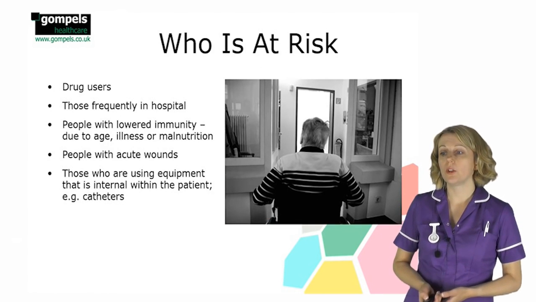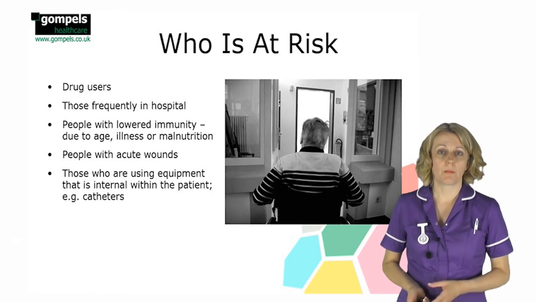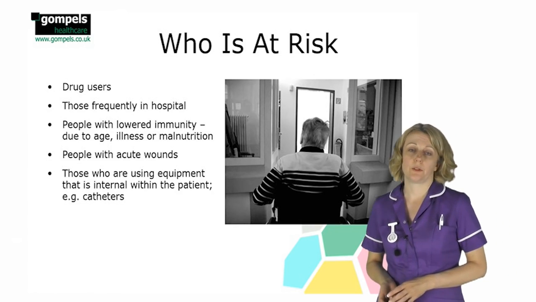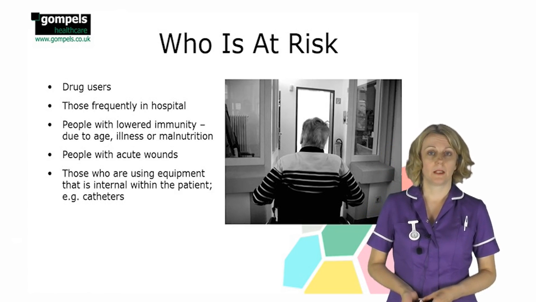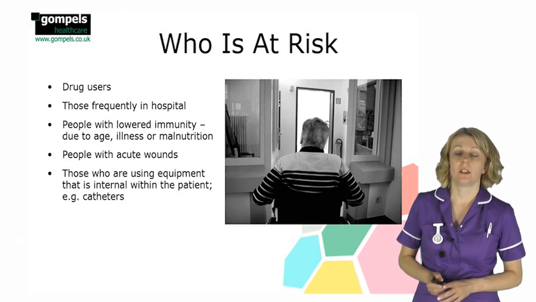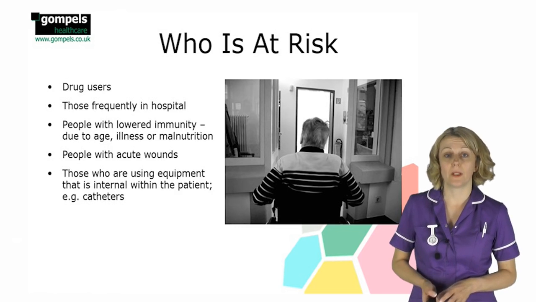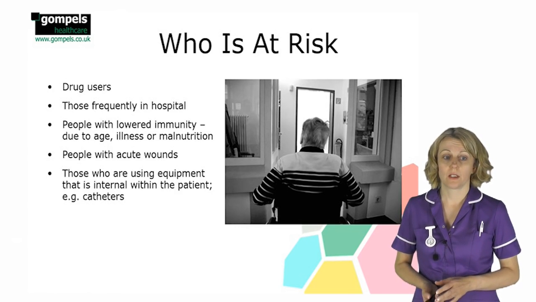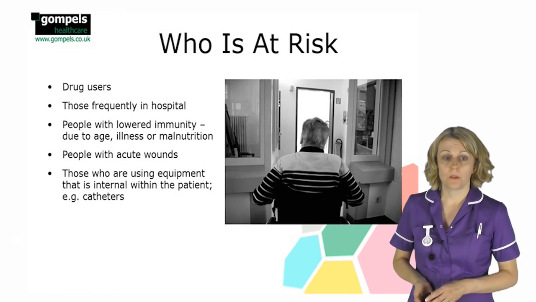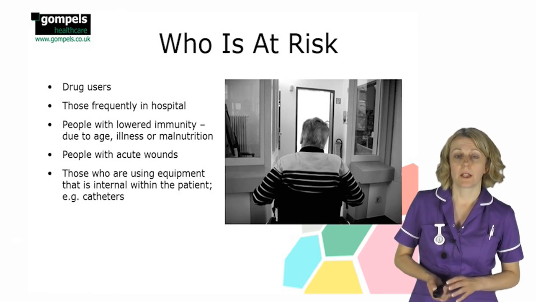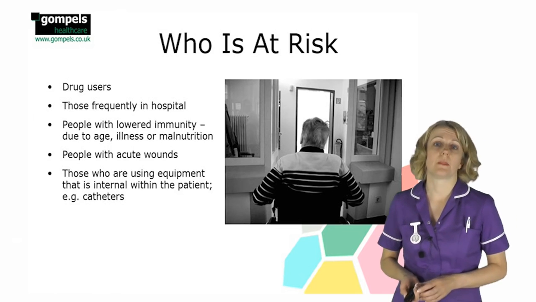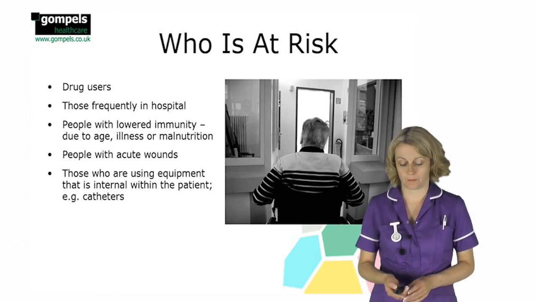And then we're going to look at who is at risk. So there are a number of vulnerable groups, and these include drug users, people who are frequently in hospital, people who have lowered immunity due to age or illness or even malnutrition, people with acute wounds, and also people who use equipment, and especially that which may be internal equipment such as catheters, for example.